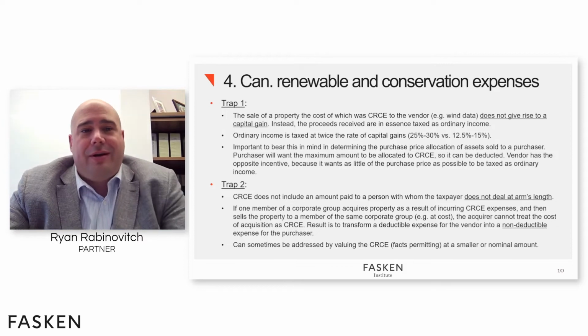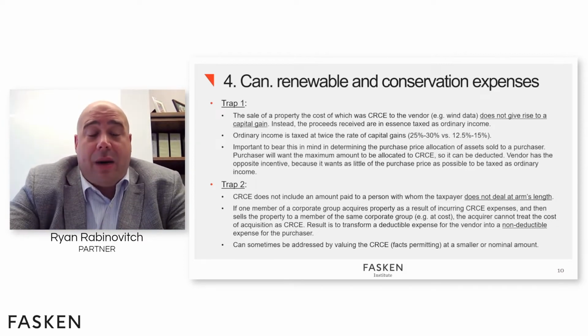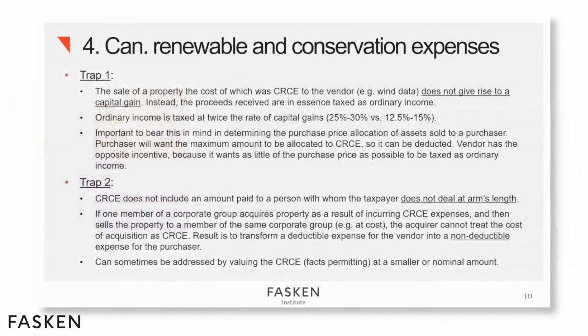I've encountered in my career is that a property, the cost of which was CRCE, like wind data, for example, if you sell it, does not give rise to a capital gain. The proceeds of disposition of property, the cost of which was CRCE, is essentially treated as ordinary income. And you probably know, most of you, that capital gains are taxed at a much more favorable rate than ordinary income. In Canada, the capital gains rate is about 12.5 to 15% for corporations, and it's 25 to 30% for ordinary income. So it makes a big difference if you're selling CRCE or not CRCE.